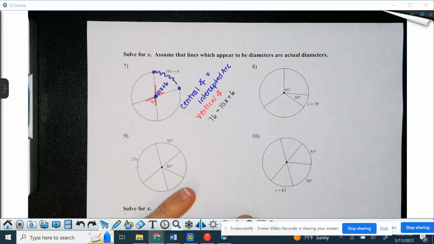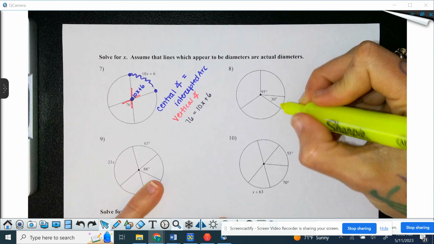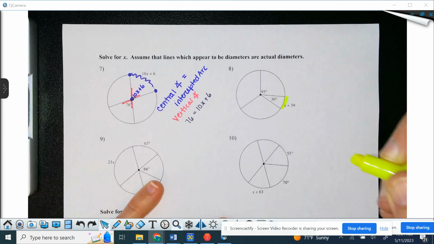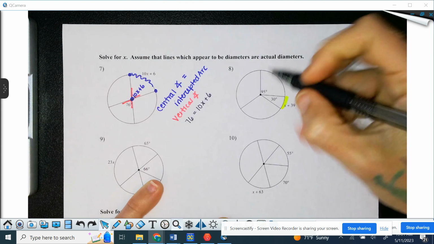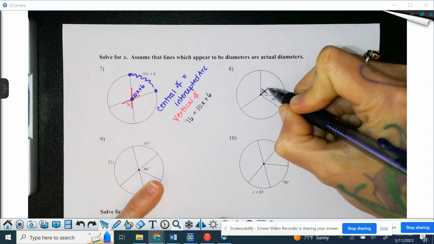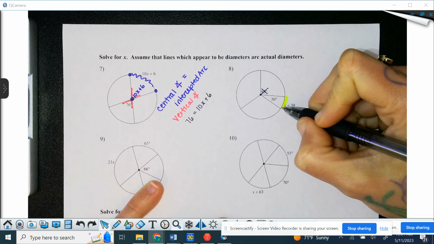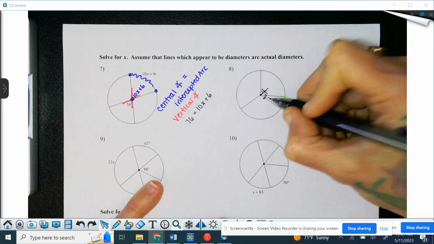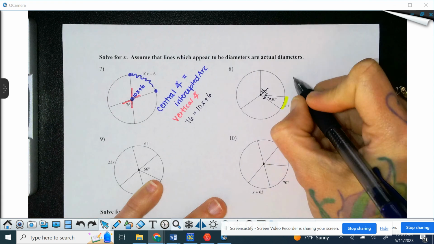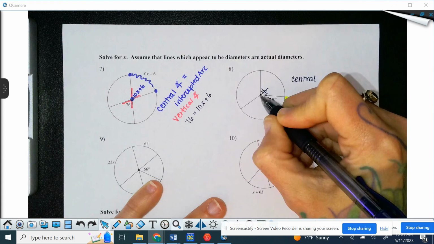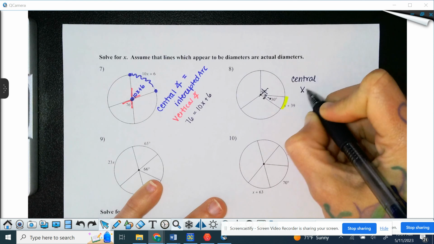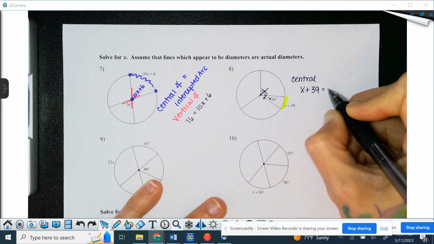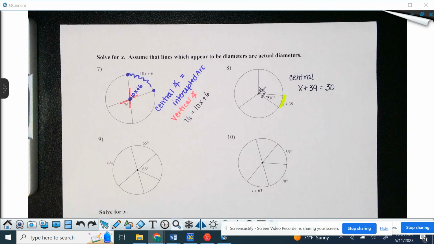Number 8, so since it's solved for x, where we need to focus is this arc. That means that 95 at this point is just too much information. It's fluff. Because x plus 39, this arc, is the same as this angle, which they tell us is 30, because it is a central angle again, because the vertex is on the center point. So it's going to be x plus 39 is equal to 30, solve for x.